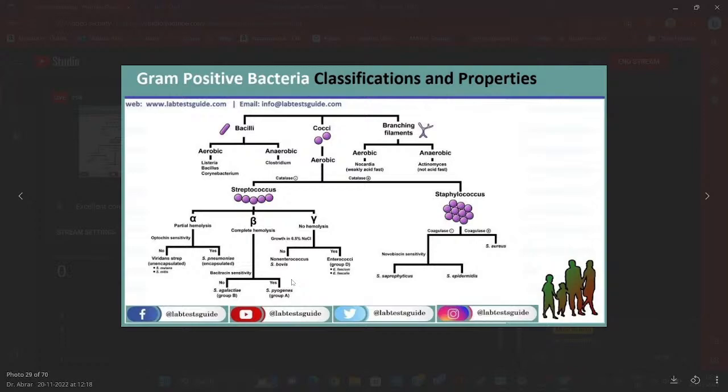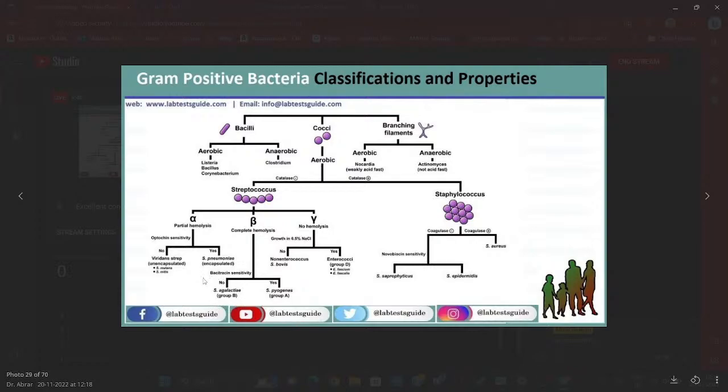We divide them into Group A, Group B, Group C, Group D, Group E, Group F, and there are many more, about 20 of them. We are not going to list them all, but when I say Group A beta-hemolytic bacteria, I am referring to Streptococcus pyogenes. If the bacteria is resistant to the bacitracin antibiotic, then we call it Streptococcus agalactiae, Group B.